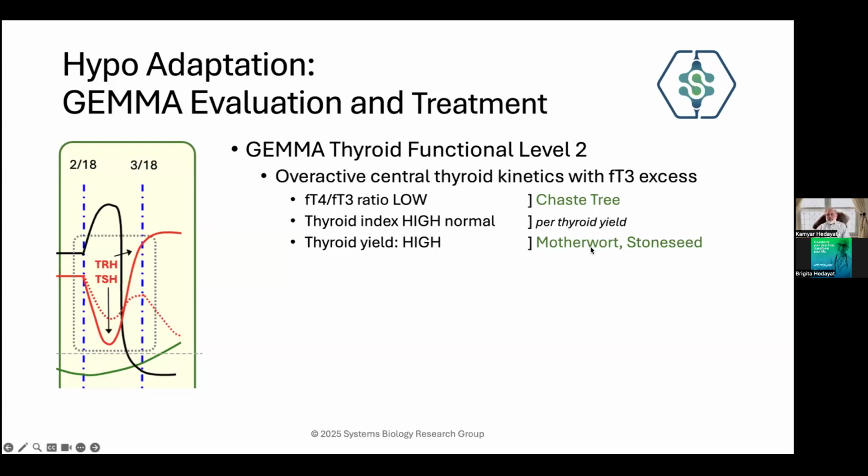So you might want to use something like motherwort and stone seed. You could use lithy tree as a gemotherapy. You could use peachy, which is Fabiana and Bricata.